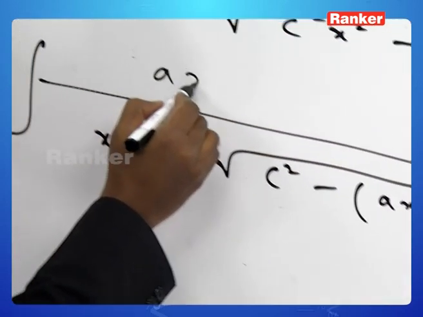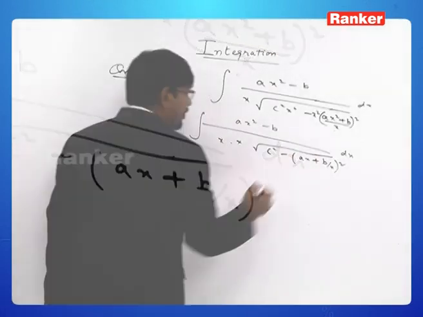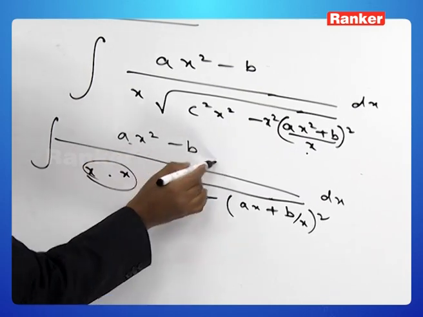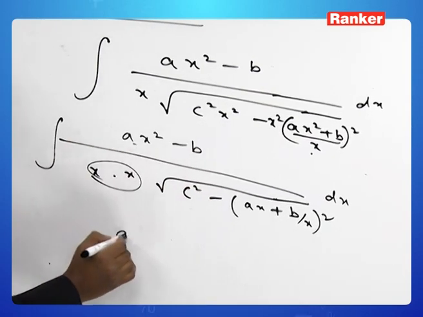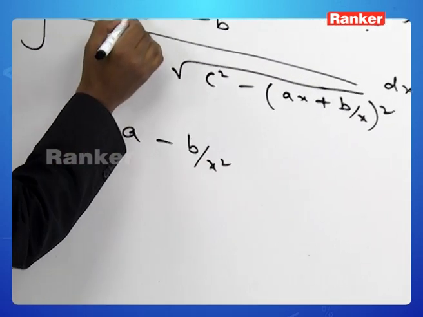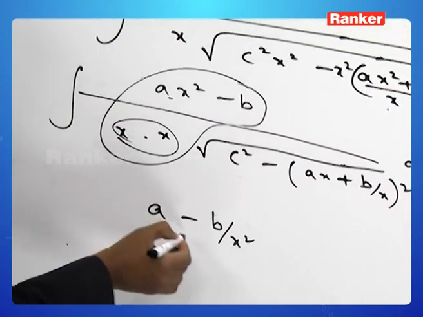And now we have ax square minus b dx. It is almost clear now. Now I take this x square and divide it with the numerator here. So what do we have? We get a minus b by x square. So ax square minus b divided by x square. This portion I am rewriting like this.